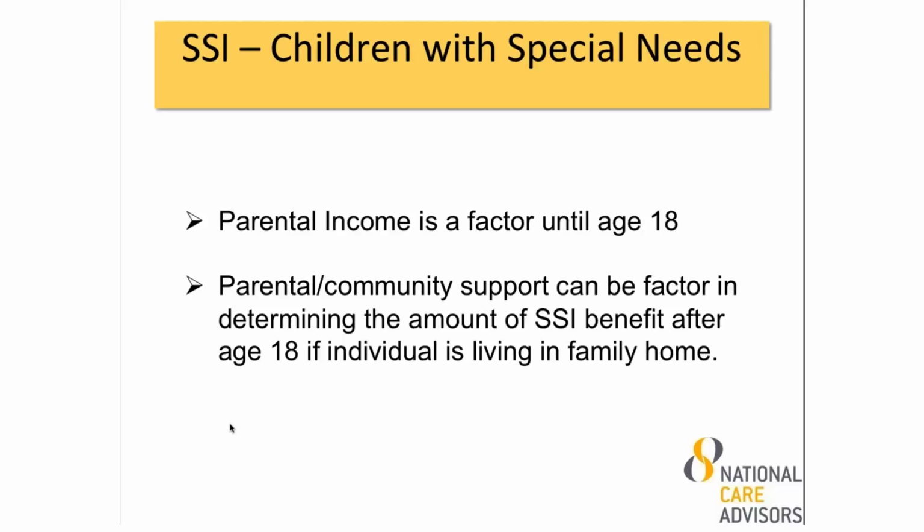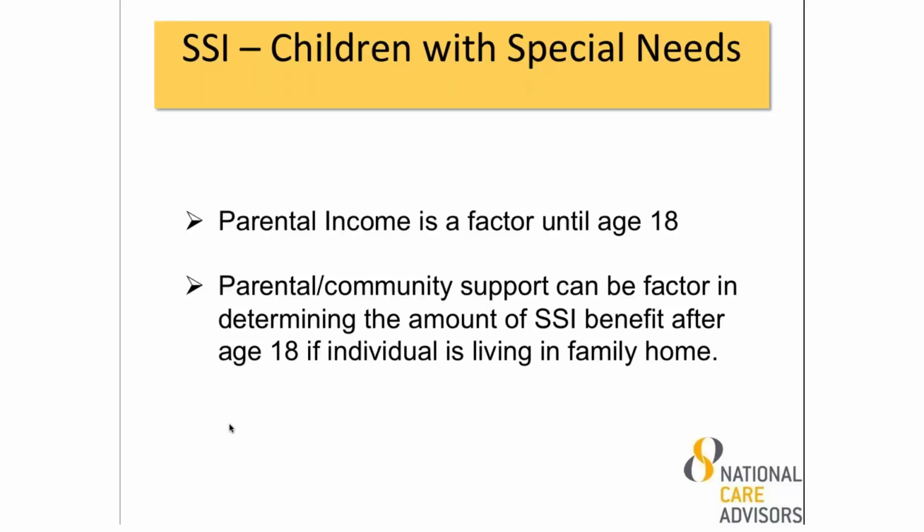It's important to understand that supplemental security for children with special needs has a few other criteria. One is that parental income is a factor until that child reaches age 18. So if mom and dad's income is over the threshold, then the child will not get SSI even if they meet the disability criteria. And parental community support can be a factor in determining the amount of SSI benefit after age 18 if the individual is still living in the family home.